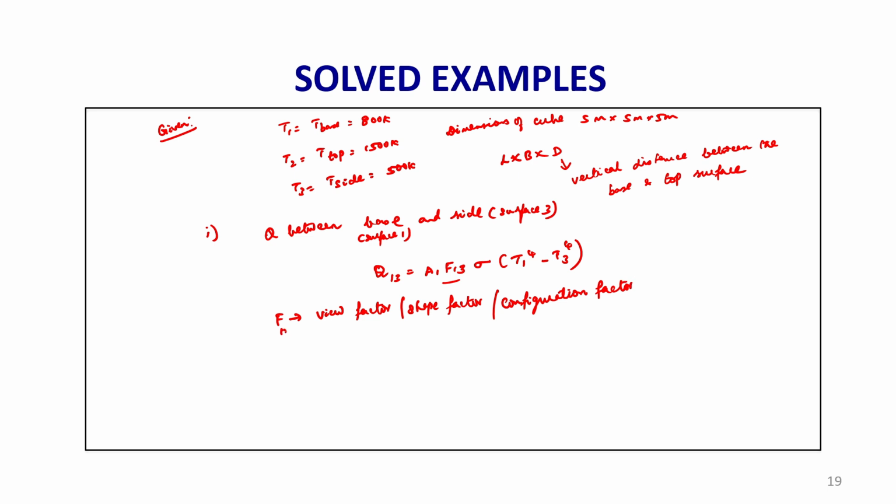When I say F13, this shape factor is for the heat transfer due to radiation between surface 1 and surface 3, that is between base and side. F12 means heat transfer due to radiation between surface 1 and surface 2. So, out of the fraction of energy which is leaving a surface, what is the amount that is striking the other surface. That is the meaning of view factor.